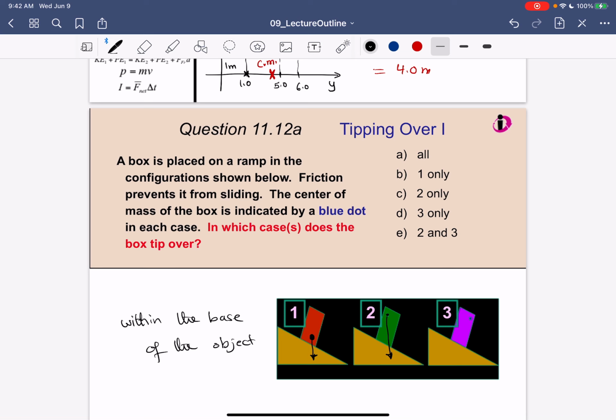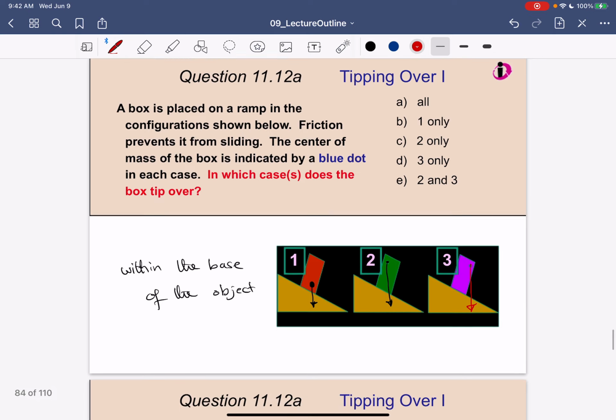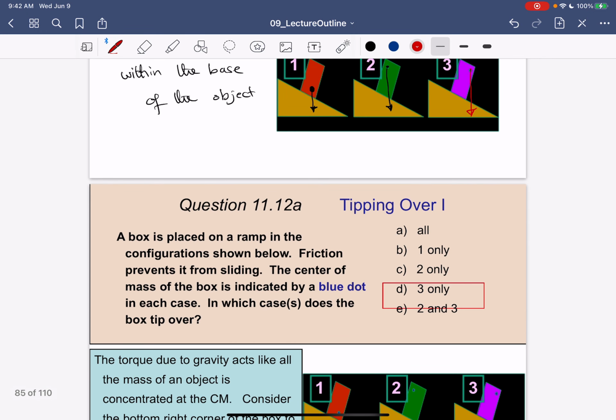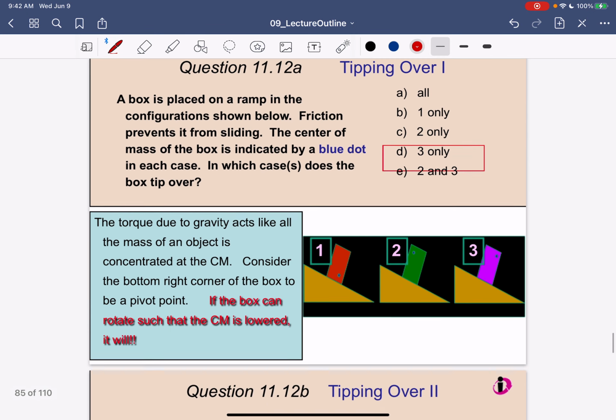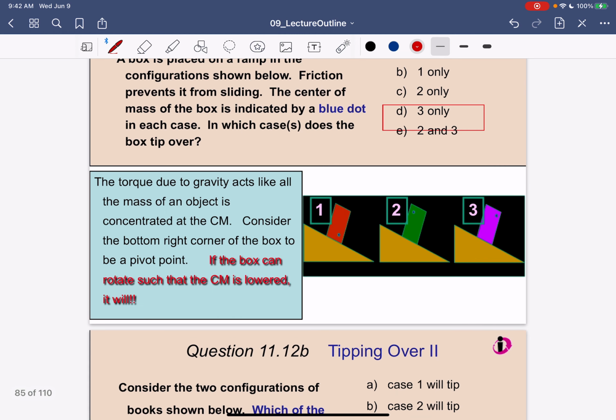For this one, clearly it is going to tip over. Then number 3 is going to tip over if the box can rotate, because there is going to be a torque created by the weight.